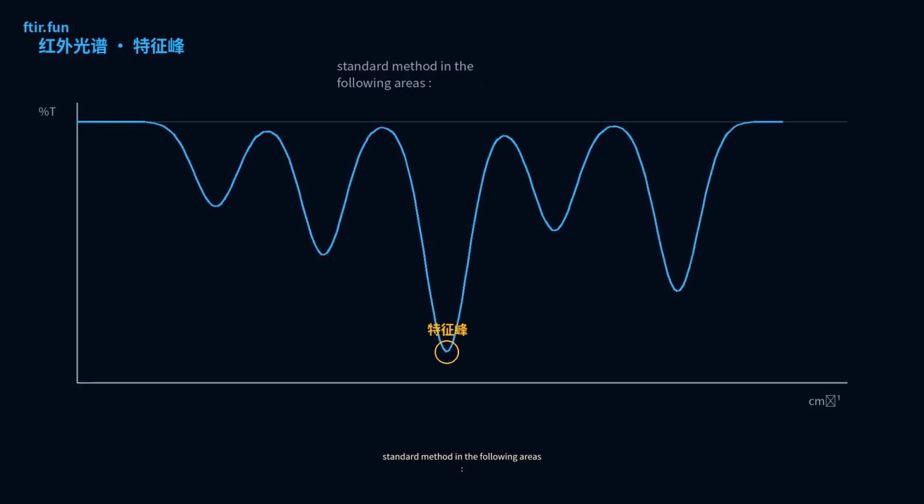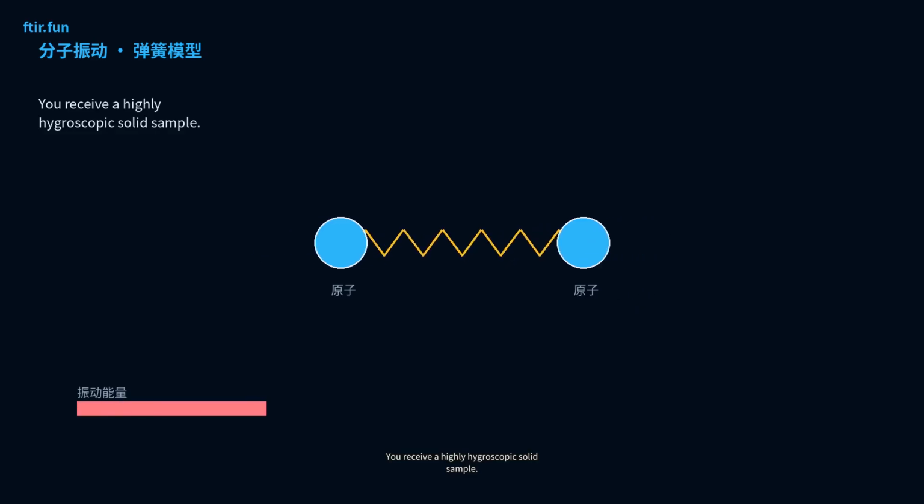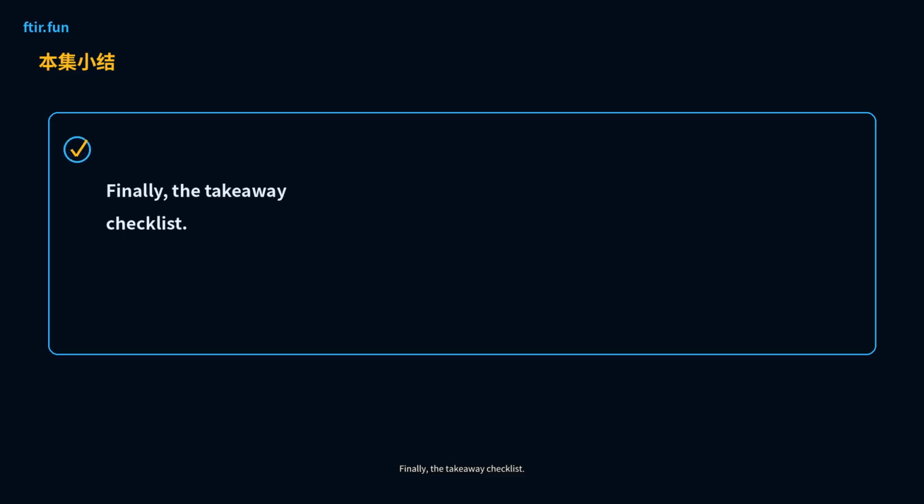Next, we receive a highly hygroscopic solid sample. After pellet preparation, a broad peak appears at 3,400 centimeters. Finally, the drill checklist. Make sure you can recall each item.